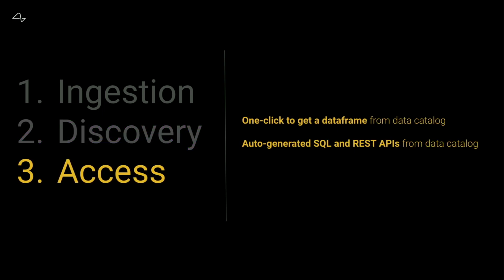And then it should be easy to access. Now, a software engineer can, of course, write a query to a Delta table and get some information, but we want everybody at the company to be able to access our data. So our goal is to have a single click to get a data frame. You click a button, copy some code, and you have a data frame on your computer that you can play with and query. We also want to create auto-generated SQL and REST APIs from our data catalog so that our internal dashboards can query these APIs. And again, using the single source of truth of the data catalog.